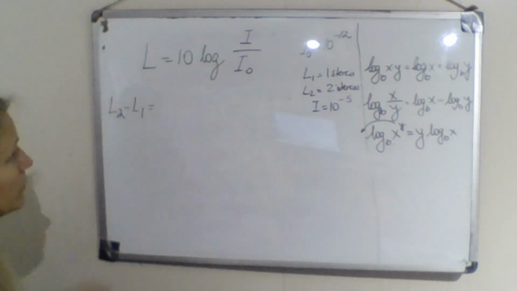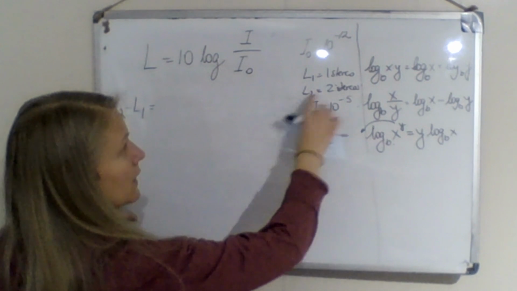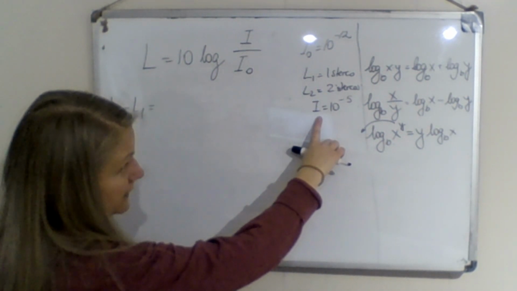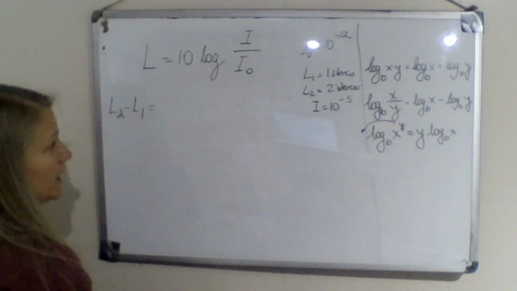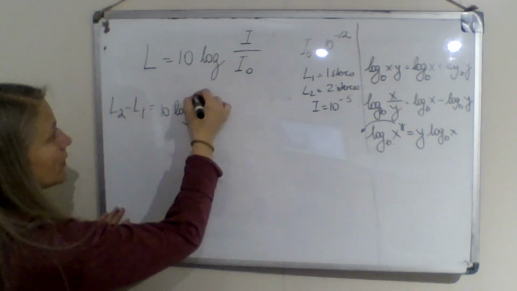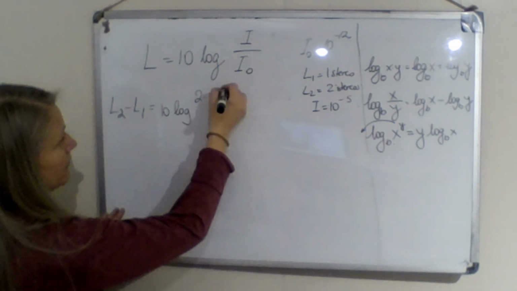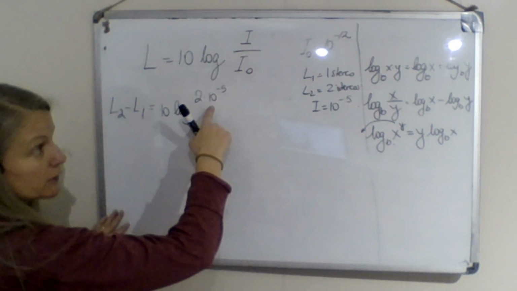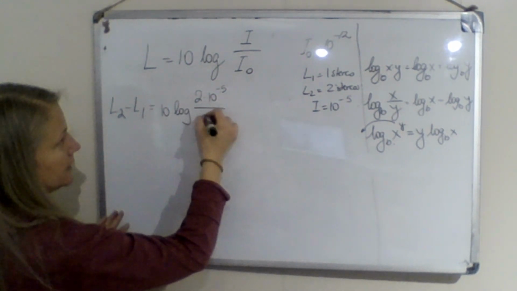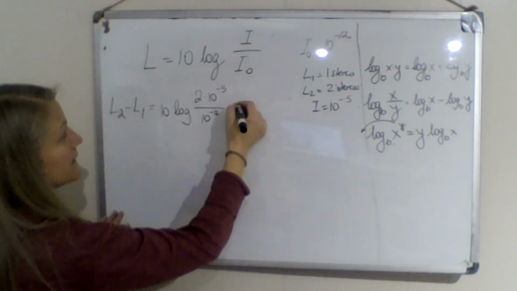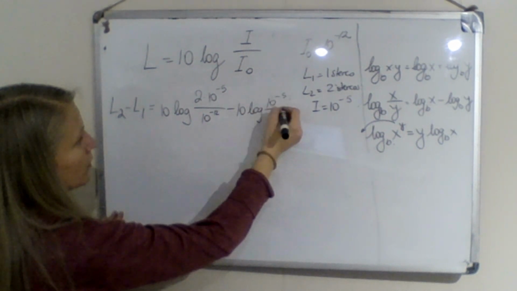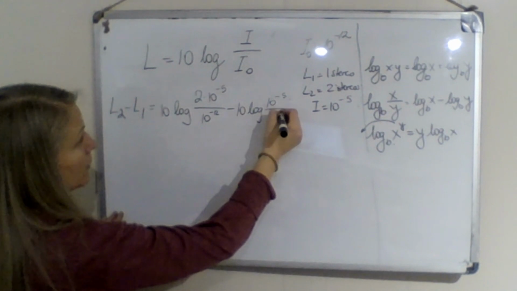So let's go ahead and we named L1 one stereo, L2 two stereos, and they tell us that they're playing their stereos at an intensity of 10 to the negative 5. Let's go ahead and put this in the formula. We get 10 log 2 times 10 to the negative 5, and the reason is we have two stereos going, so I need to times the intensity by 2, all over 10 to the negative 12, minus just 10 log 10 to the negative 5 over 10 to the negative 12.